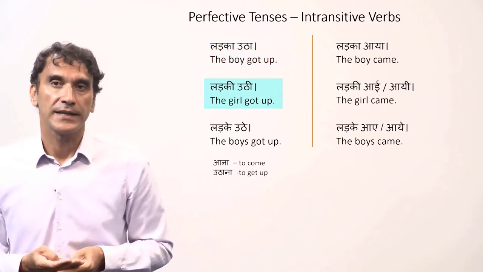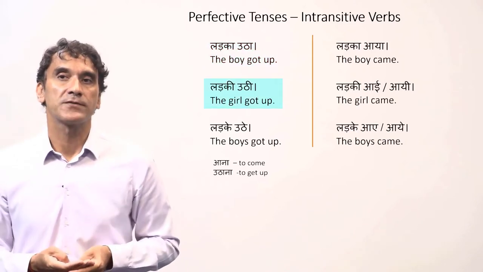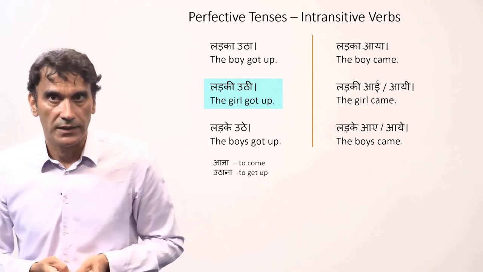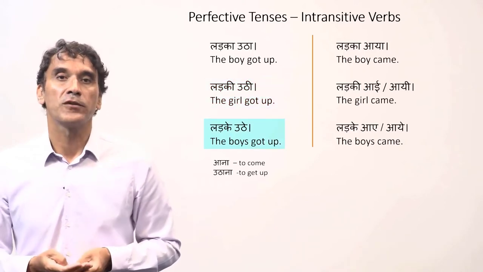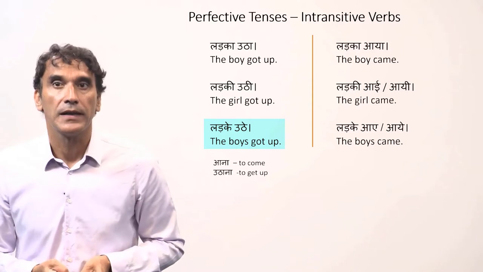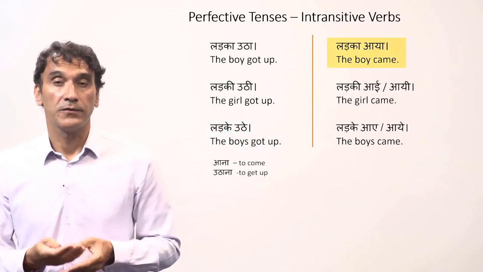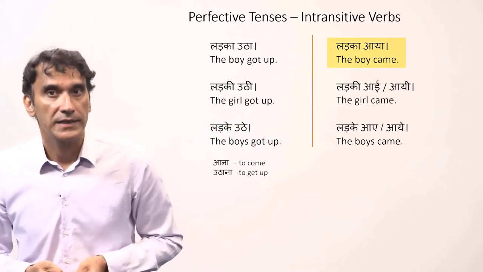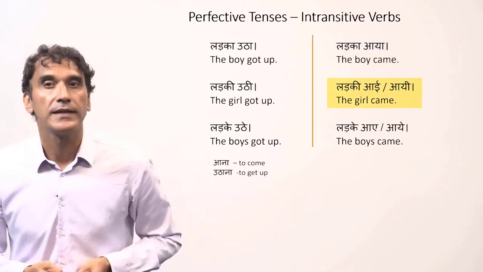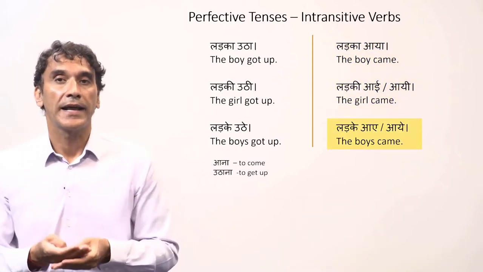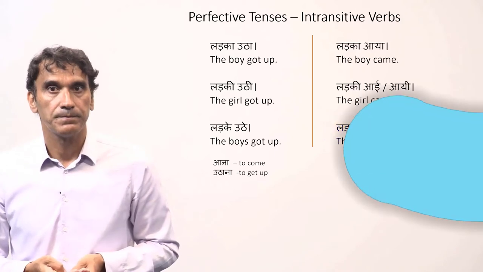If the subject is ladki, the girl, the simple past tense would be uthi. Ladki uthi, the girl got up. And the masculine plural would be the boys got up. Ladke uthe. For the verb ana, to come, ladka aya, the boy came. Ladki aayi, the girl came. And ladke aaye, the boys came.